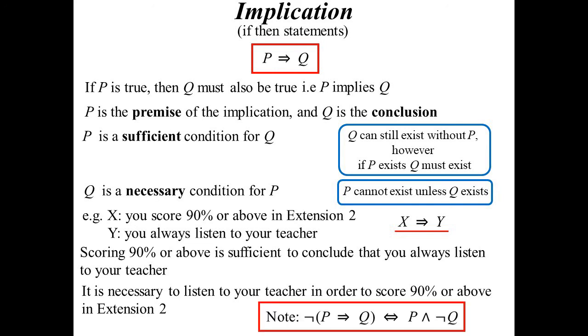Now, the negation of P implies Q would be that you have, so the equivalent statement is you have P and you have not Q. Because remember we said every time you have P, you have Q. So the negation of that is we have P and we don't have Q.